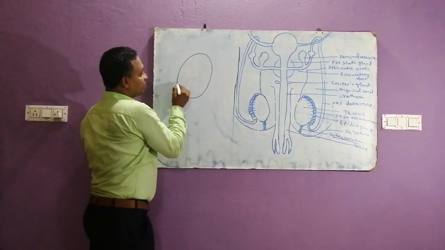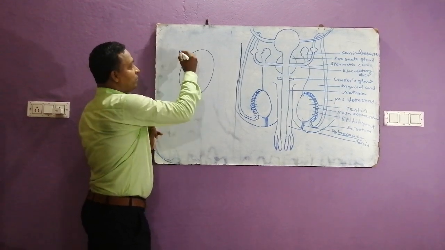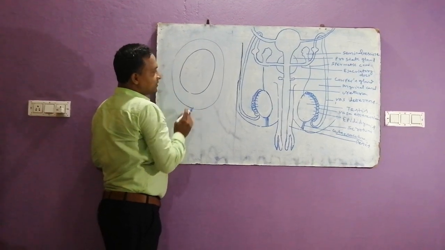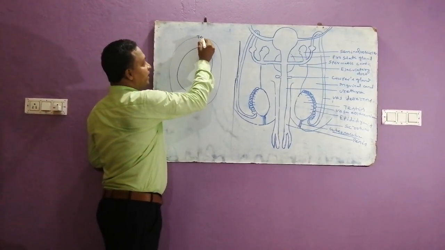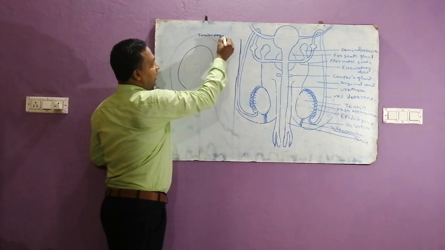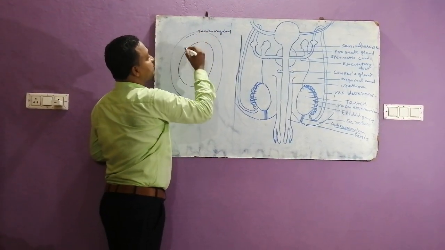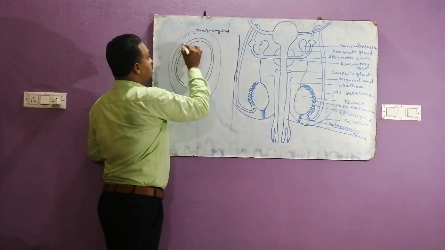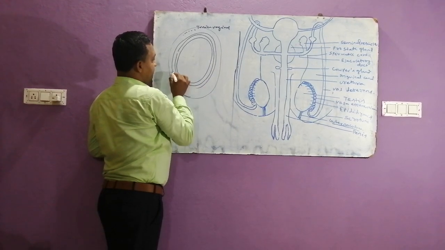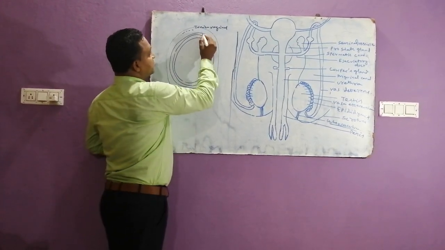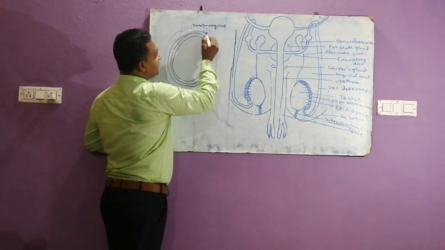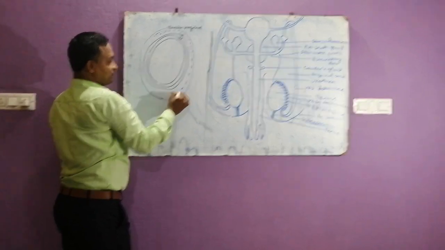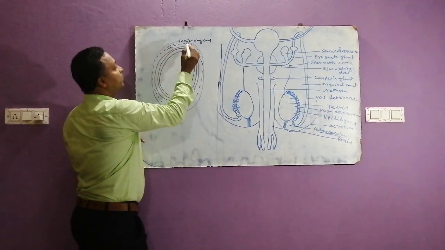We have already said this is the testis. The outermost covering is called tunica vaginalis. This is tunica vasculosa, this is tunica vaginalis, this is tunica albuginea. Some fluid is deposited below the tunica vaginalis.